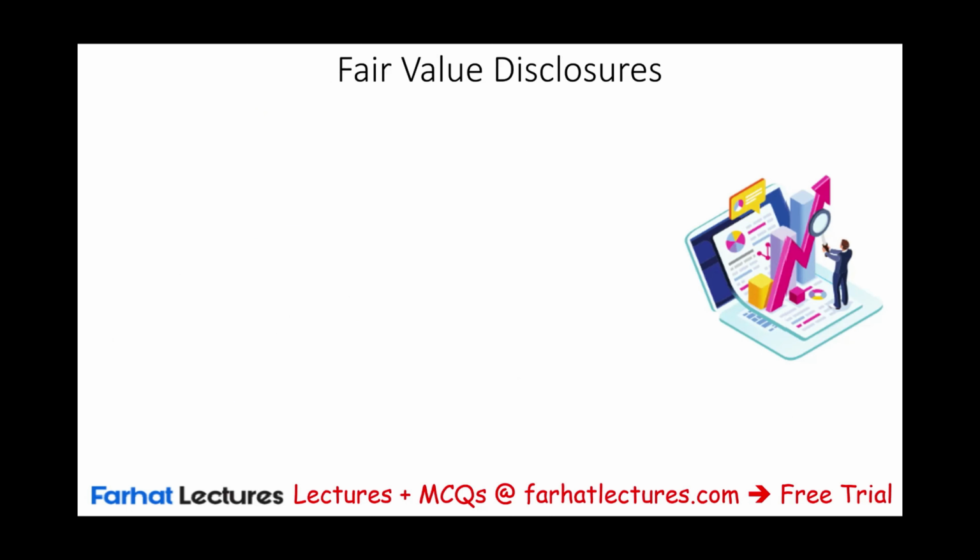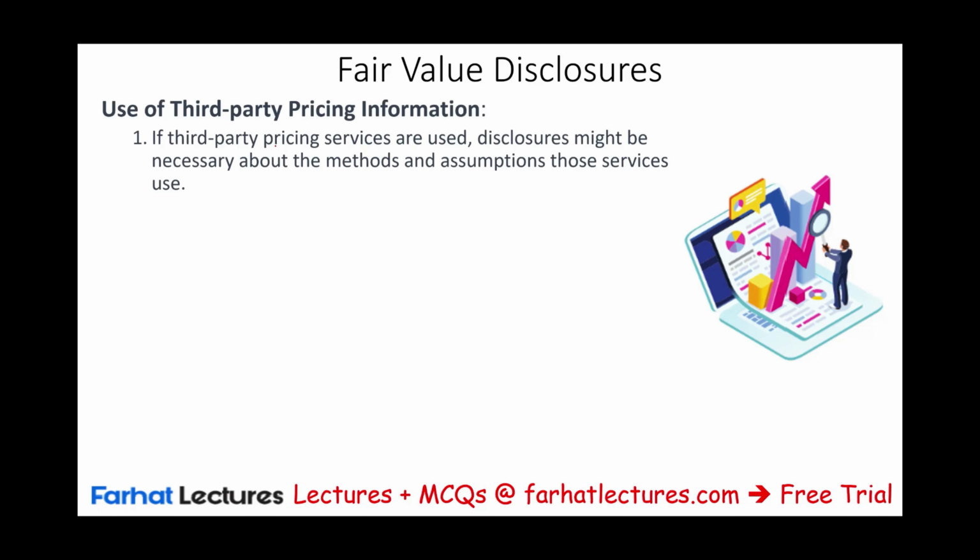What else do we need to disclose is any information that we used from third parties. If third-party pricing services are used, where did we get our information from? Sometimes we don't generate it internally. Sometimes we might obtain assumptions, the growth in the industry, maybe the discount rate that we are using, methods, assumptions. If third parties, we need to disclose. As a user of the financial statements, I need to know, how did you come up with this? Did you come up with these numbers on your own, or did you use a third party? Now I have to look at that third party. Do I trust that third party? How credible is it? And so on and so forth.